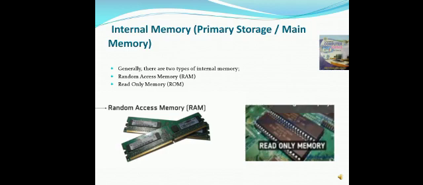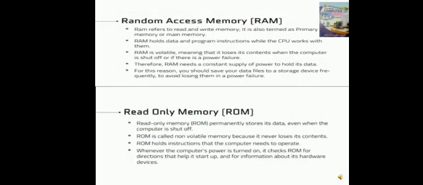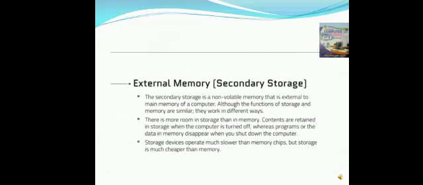Then we have internal memory, primary storage or main memory. It consists of two types: random access memory and read-only memory. RAM refers to read and write memory, termed primary or main memory. It is volatile. It loses its contents if the computer is shut off or if there is a power failure. ROM permanently stores its data even when the computer is shut off, so it is called non-volatile memory. It holds the instructions that the computer needs to operate. These two types are RAM and ROM.